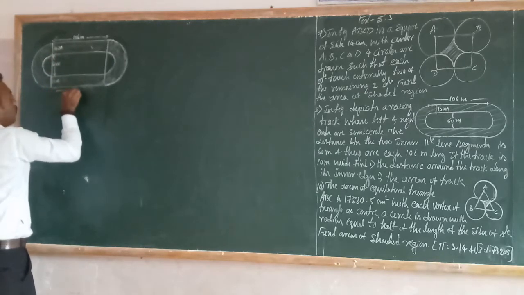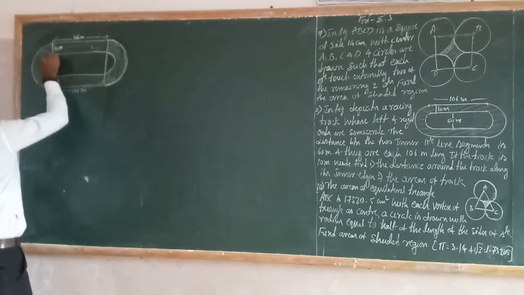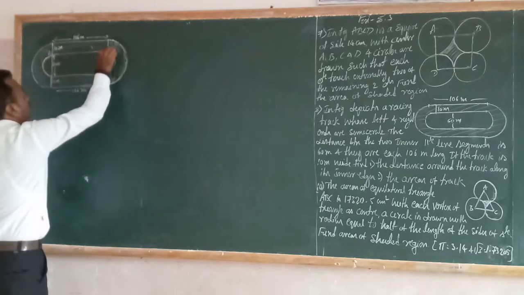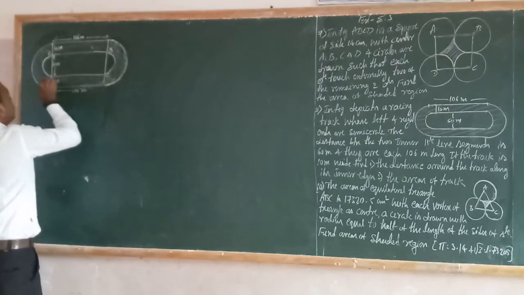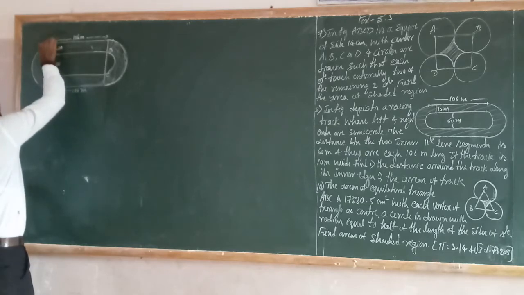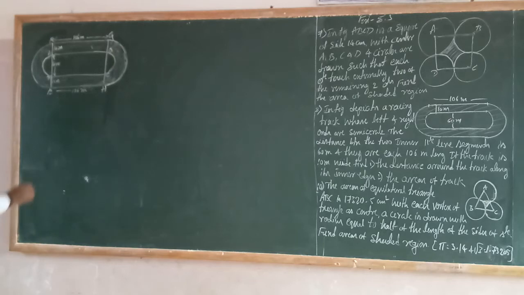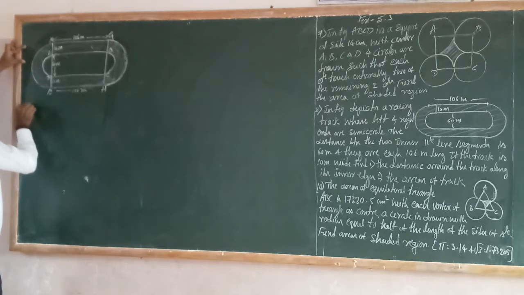See, I am giving the name. This is A, B, C and this is D. This is E, F, G and this is H. Now, first we have to write down the given. Width is equal to 10 meter, width of the track.